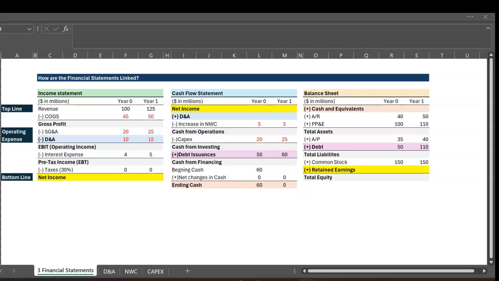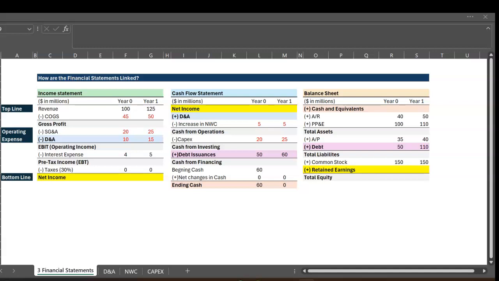In this video, we are going to understand how the three financial statements are linked to each other. This is one of the few questions which are asked everywhere. So be prepared, and if you want to get into the finance industry, you should know this thing by heart. Without wasting time, directly jumping onto the income statement.